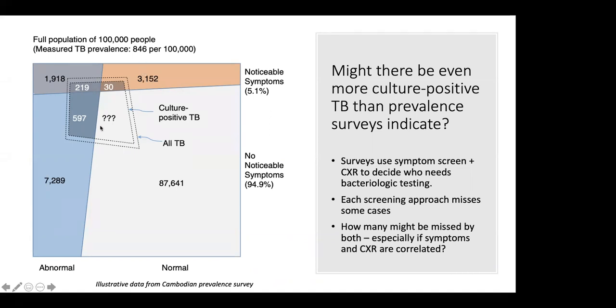So probably of this quadrilateral here that represents all active TB, the bottom right that we don't pick up in prevalence surveys is probably the largest of the 4 corners, suggesting that the overall burden of culture-positive disease is somewhat less than our prevalence surveys are measuring.